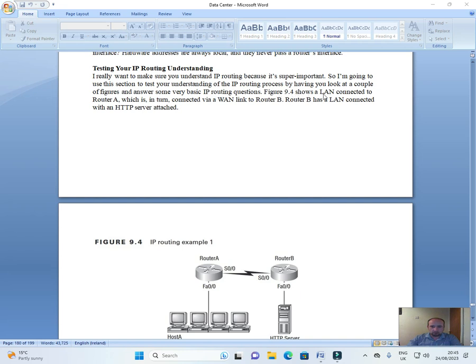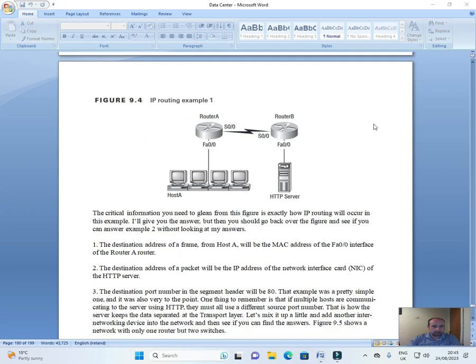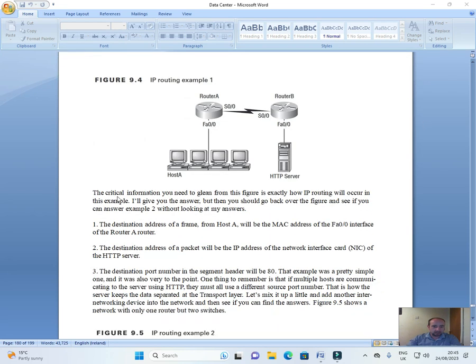Figure 9.4 shows a LAN connected to router A, which is in turn connected via a WAN link to router B. Router B has a LAN connected with an HTTP server attached. The critical information you need to glean from this figure is exactly how IP routing will occur in this example. I'll give you the answer, but then you should go back over the figure and see if you can answer example 2 without looking at my answers.